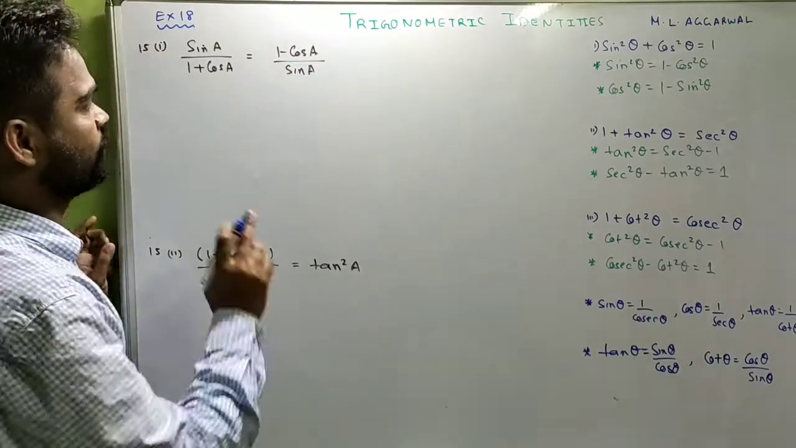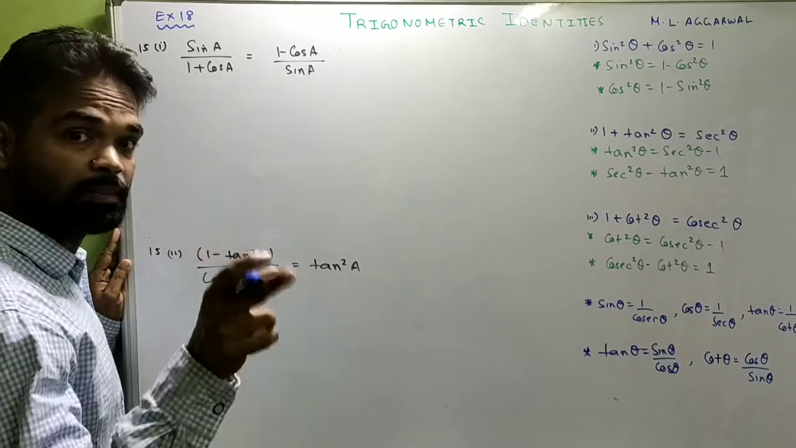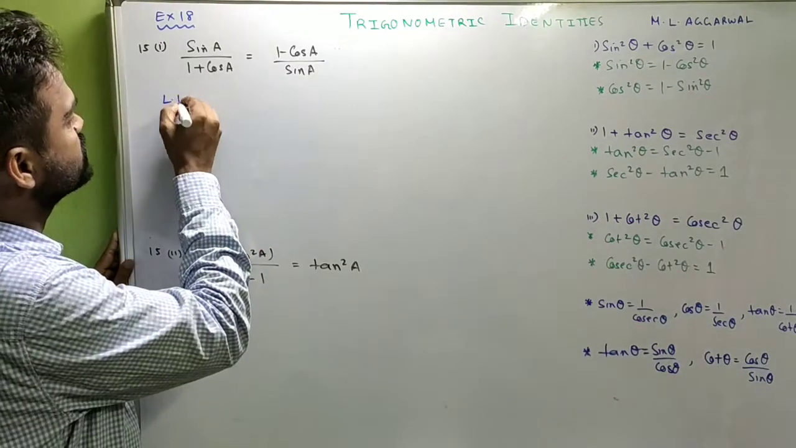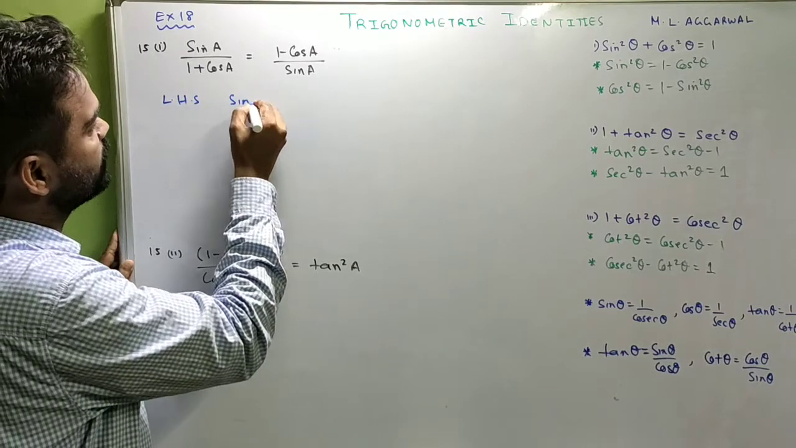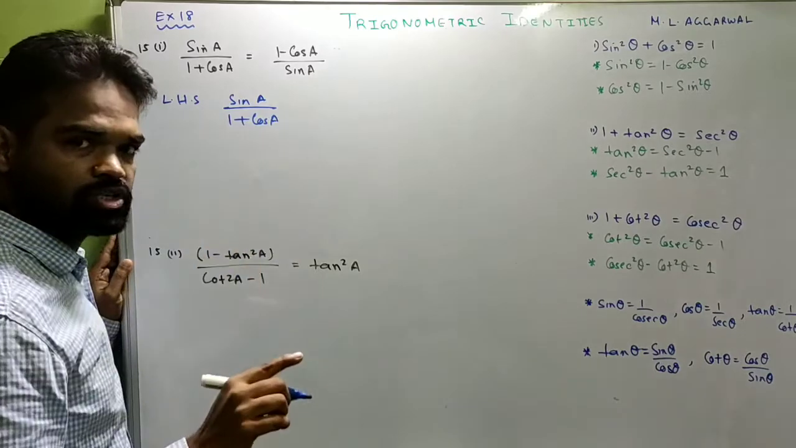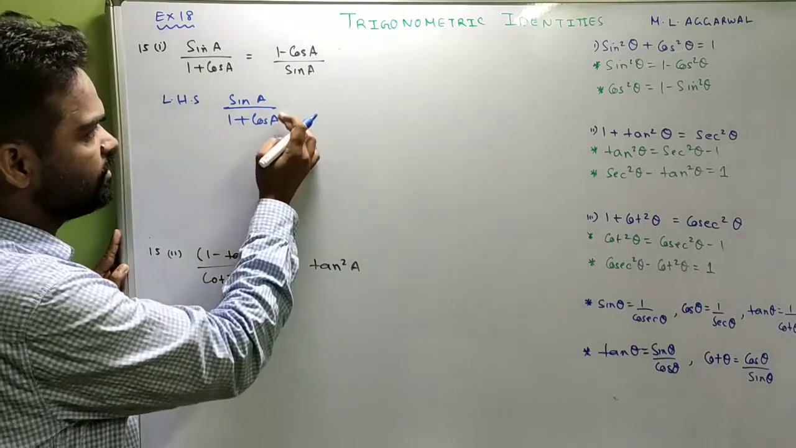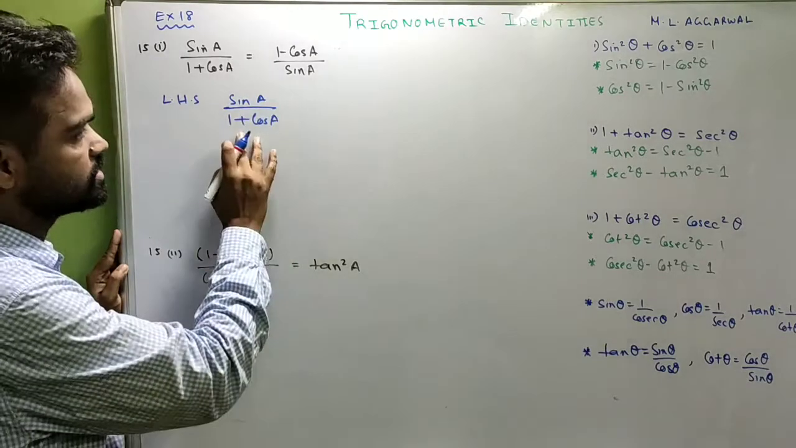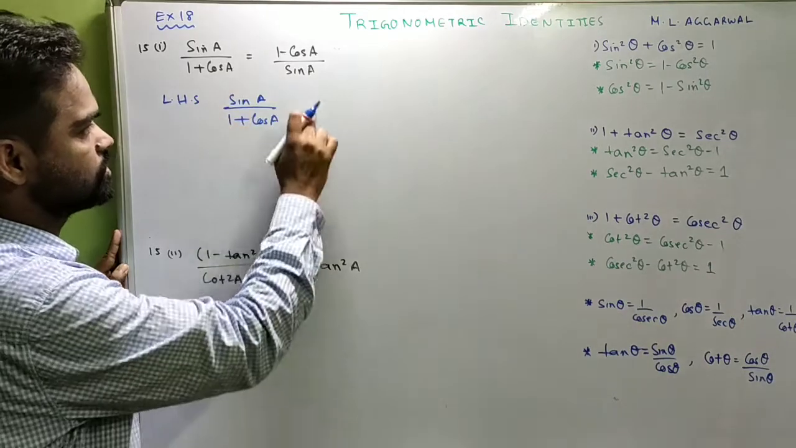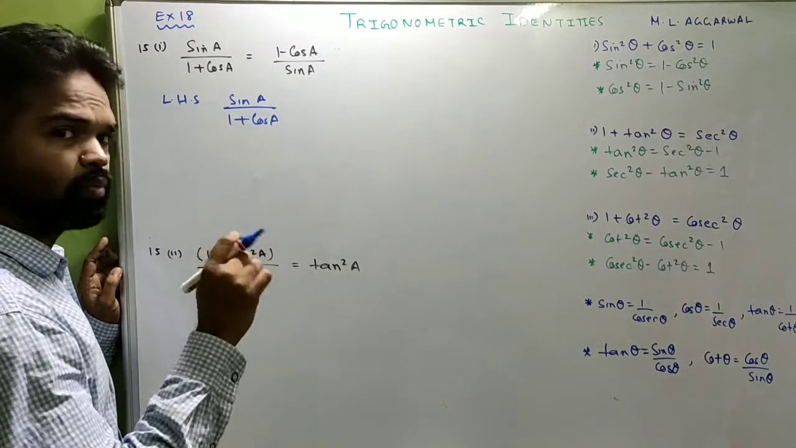Now let us look at the next sum. Now look at 15 part 1. Very interesting. Prove that sine A by 1 plus cos A is equal to 1 minus cos A by sine A. Now look carefully. In the left hand side, we have sine A by 1 plus cos A. And the RHS, in the numerator you have 1 minus cos A. So if we rationalize the denominator in this case, you have to multiply the numerator and the denominator with 1 minus cos A.